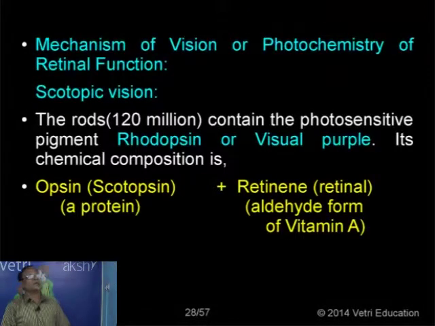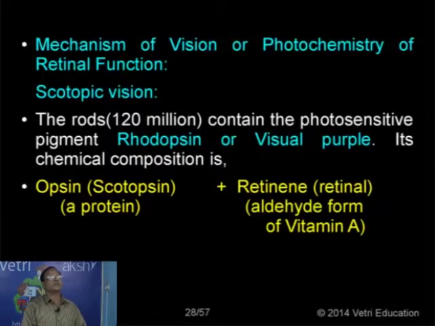Now the mechanism of vision, or photochemistry of retinal function. We can see objects both in dim light as well as in bright light. Seeing an object in dim light is called scotopic vision.